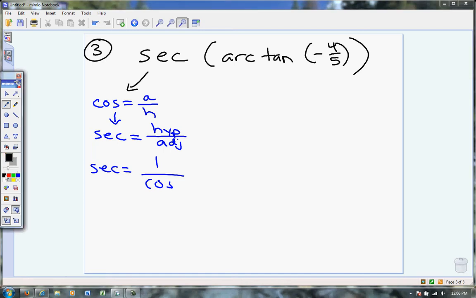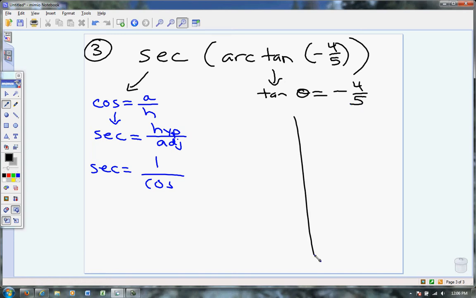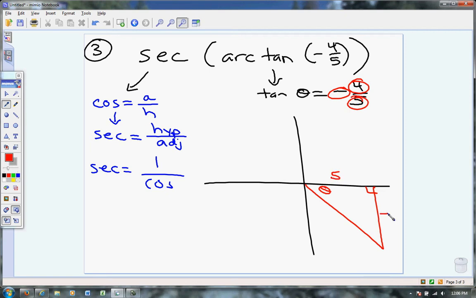Now we're ready to go through this problem. First, I have the tangent of what angle is -4/5. Inverse tangent is only defined in quadrants 1 and 4, and since it's negative, I need to draw it down here. Of course, theta is in its normal spot, and tangent is opposite over adjacent, so I have 4 over 5. This 5 is positive, but this 4, the opposite side, is negative.